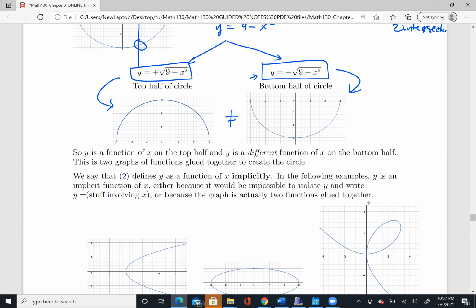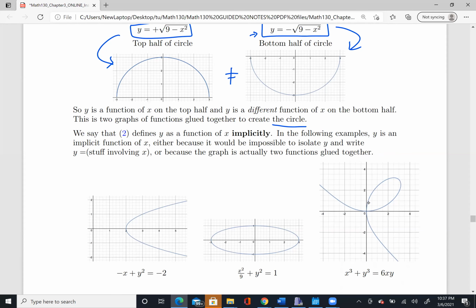This is two graphs of functions, and when you glue them together, you create the circle. So then we say that equation number 2 defines y as a function of x implicitly.